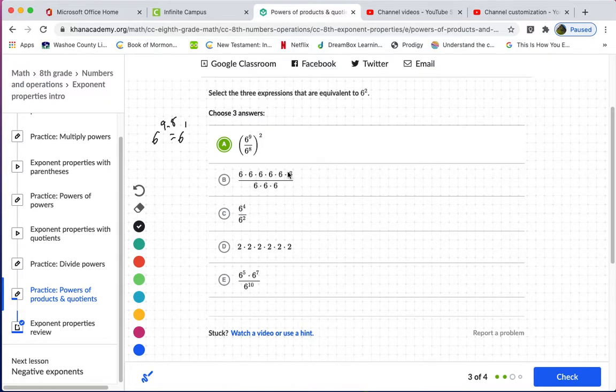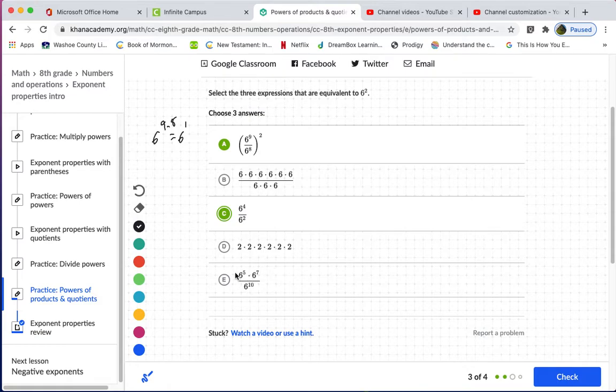How about this one? Okay, so we have 6 times 6 times 6 times 6 times 6 times 6. That's the same thing as 6 to the 6th power divided by 6 to the 3rd power. 6 minus 3 is 3, so that's 6 to the 3rd power. So that one doesn't work. Next, 6 to the 4th divided by 6 squared. 4 minus 2 is 2, so that is 6 squared, so that one works. That's not a power of 6, that's a power of 2. That's 2 to the 6th, not the same thing.